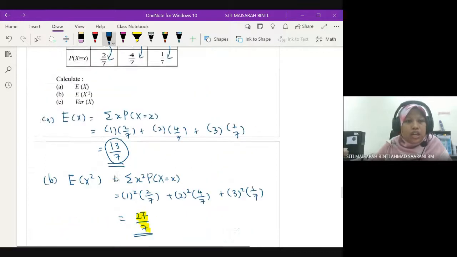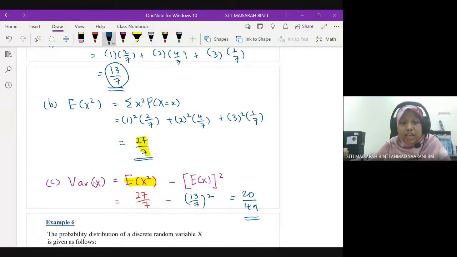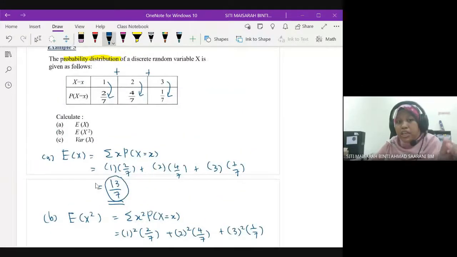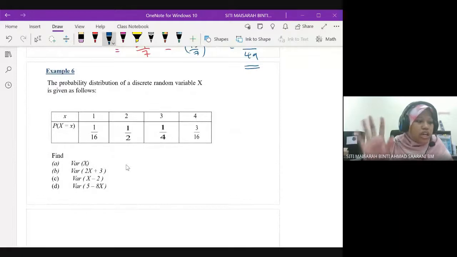Kalau ikut yang ni dia dah guide awak lah, cari A, EX, cari B, EX square, and then baru cari variant X. Kalau soalan ni kita buang EX, kita buang EX square, tapi soalan disuruh calculate variant X, still kena cari EX, kena cari EX square. Okay, so then the last example for this lecture, example 6.